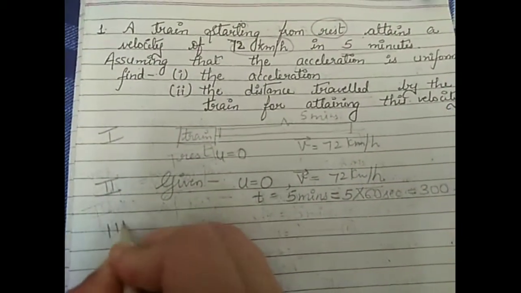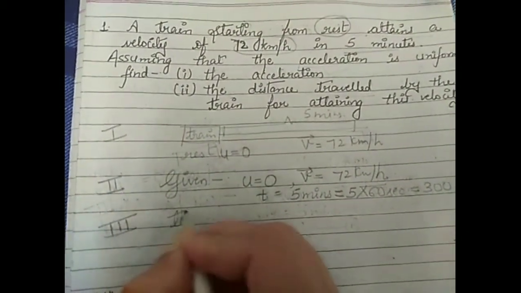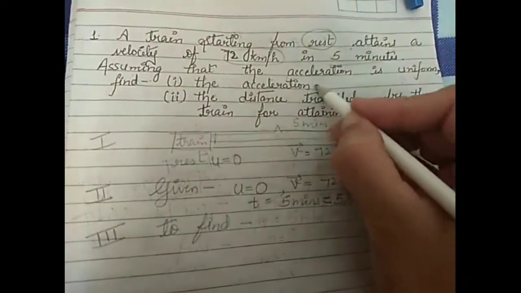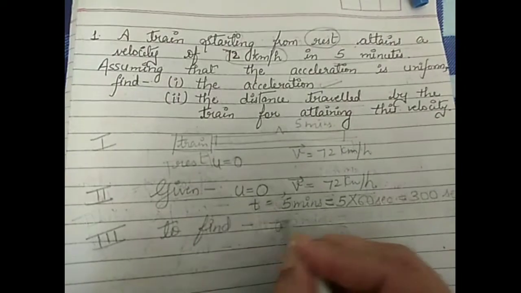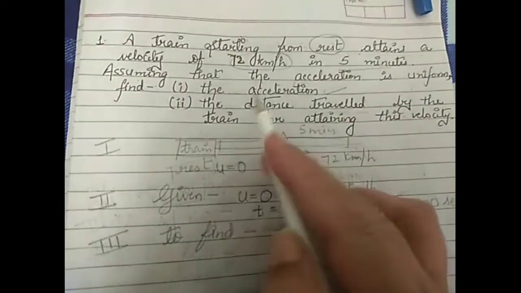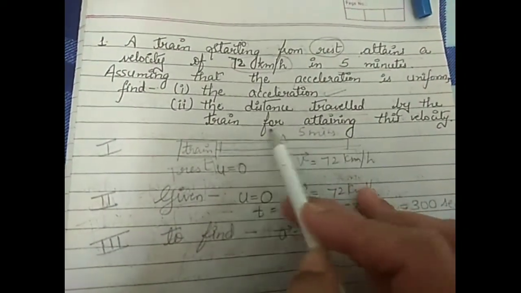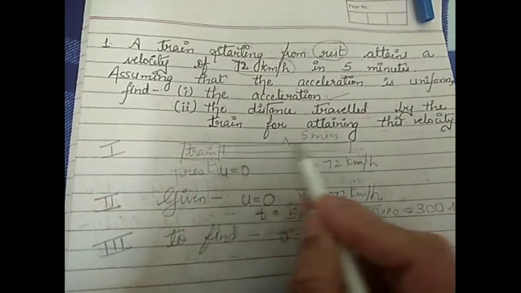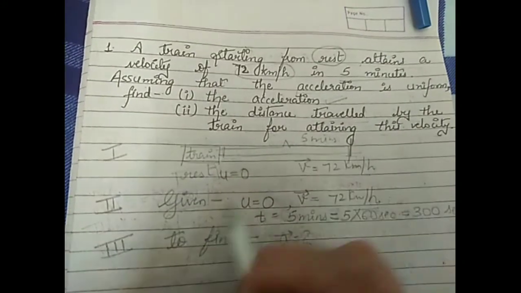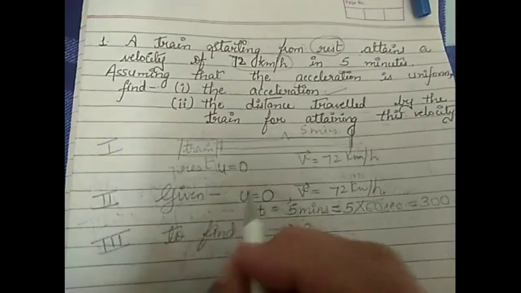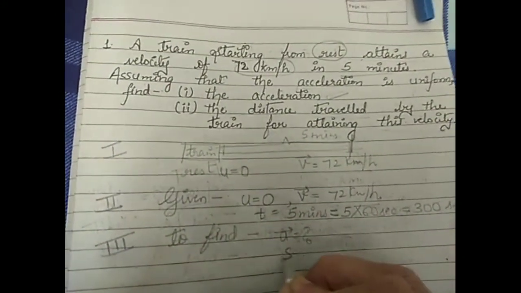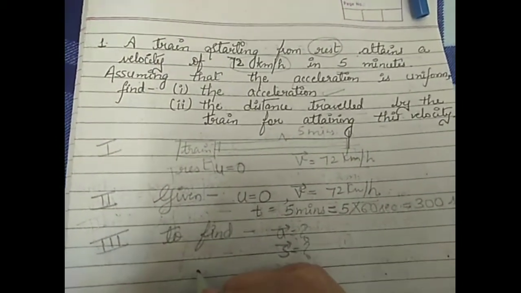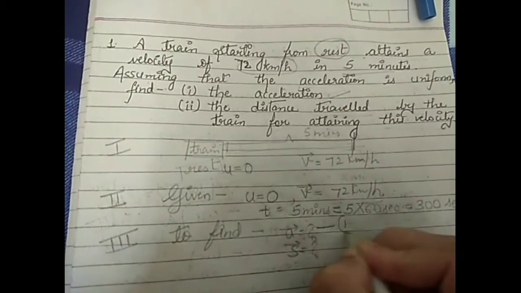What about the third step? In the third step, we need to write what to find. What we need to find is, one, acceleration. Second is the distance travelled by the train for attaining this velocity. And we denote distance by s. So first we will find out acceleration.